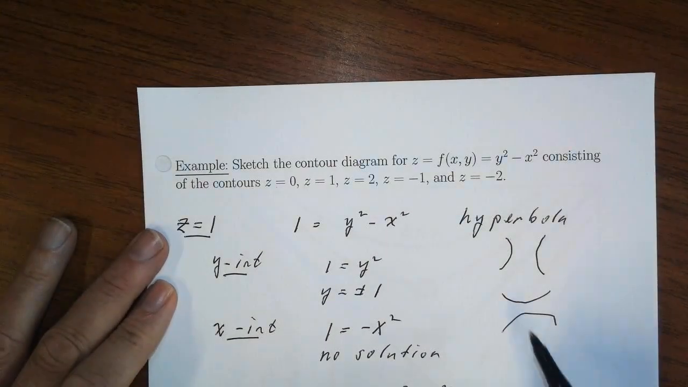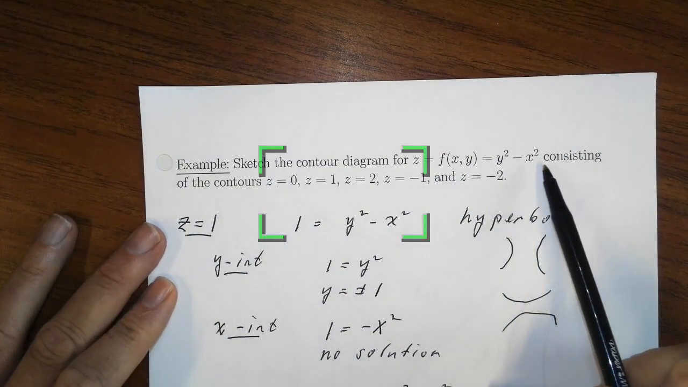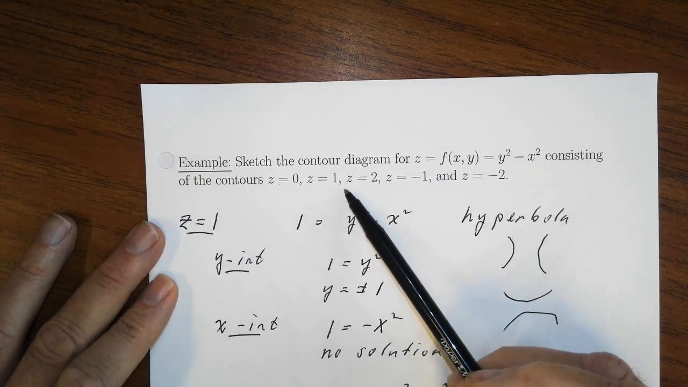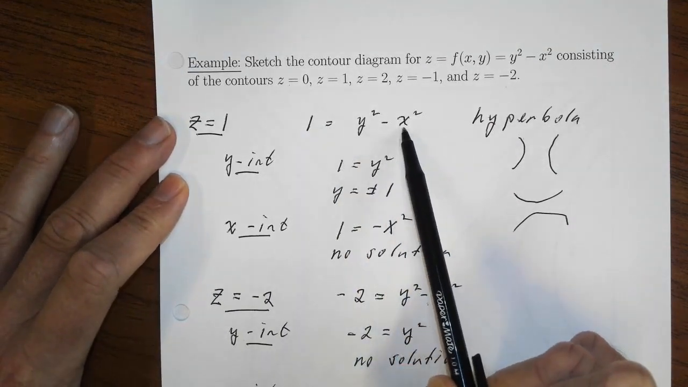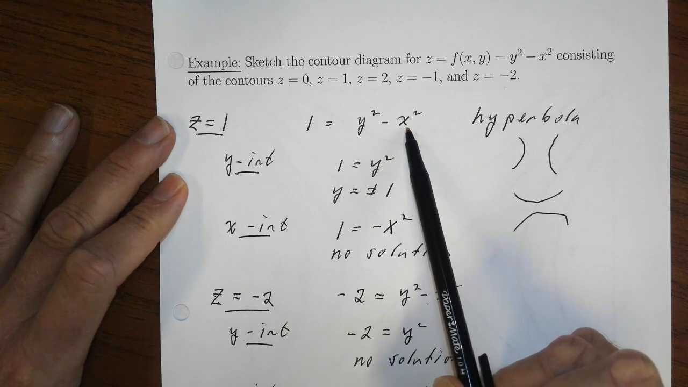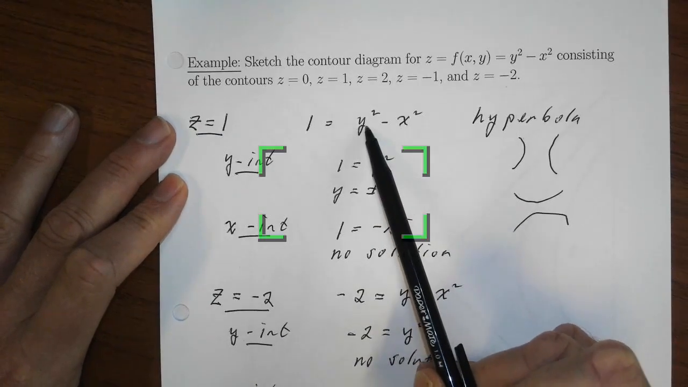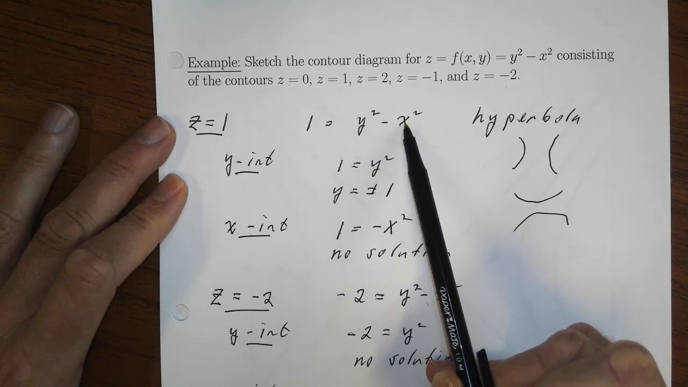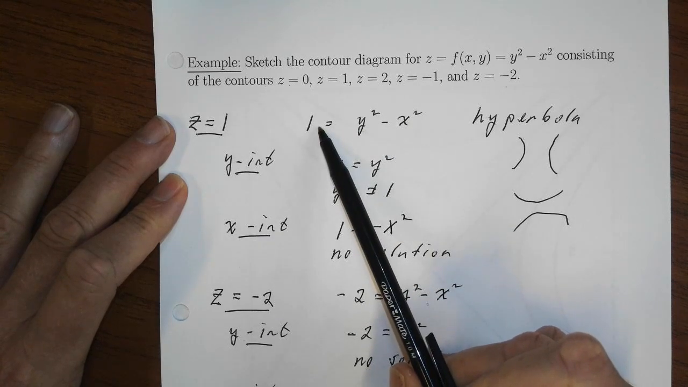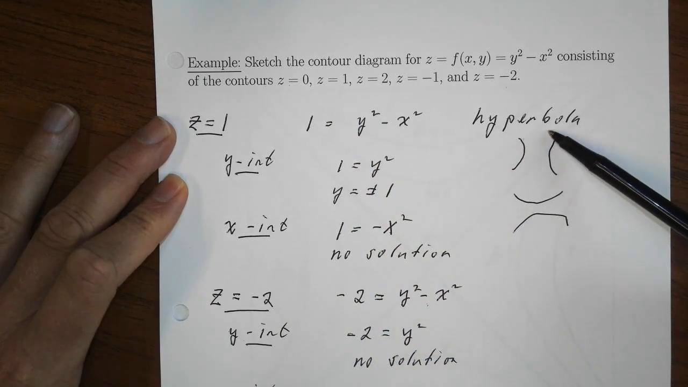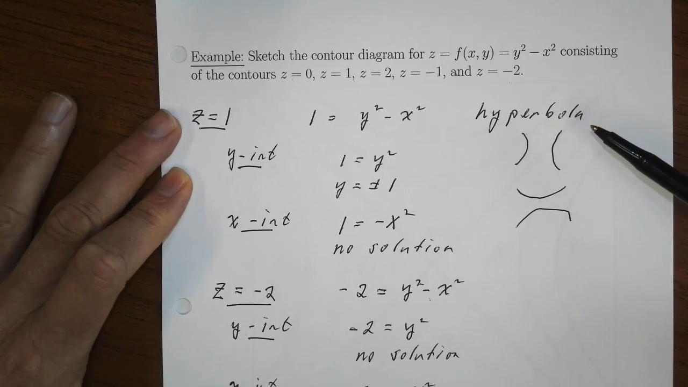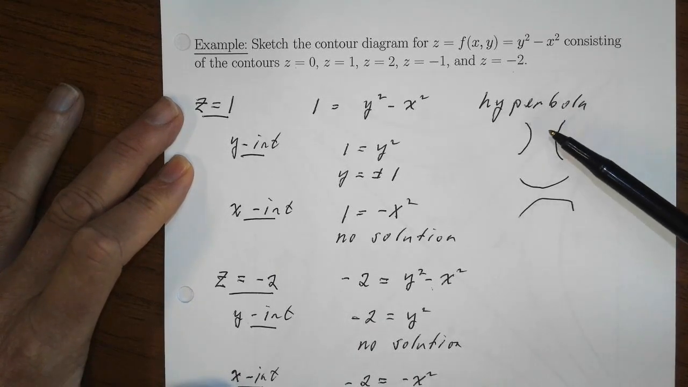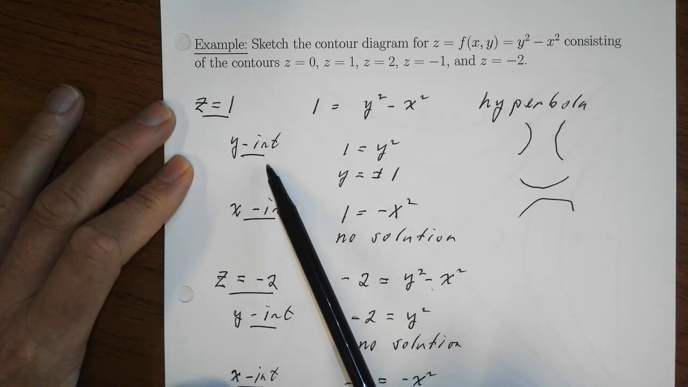Another example. f of xy equals y squared minus x squared, and we want to look at the contours 0, 1, 2, -1, and -2. Now when I look at 1, I get 1 equals y squared minus x squared. This is a hyperbola. In general, if you have a number times y squared plus or minus a number times x squared equals 1 or something like that, you have a hyperbola. So this is another example of a conic. Hyperbolas kind of have this shape or have this shape depending upon where the negative signs are in our formula. The easiest way to graph a hyperbola is again to look at the intercepts.